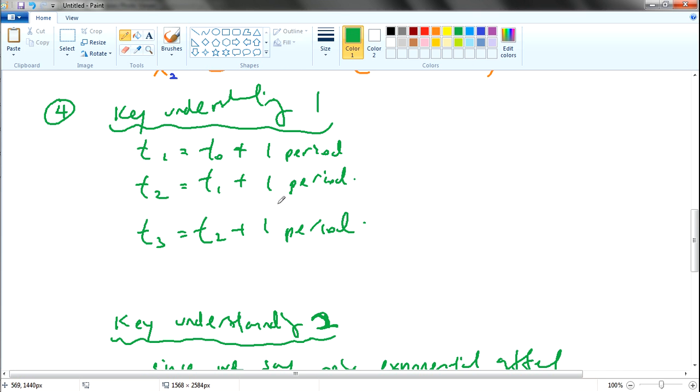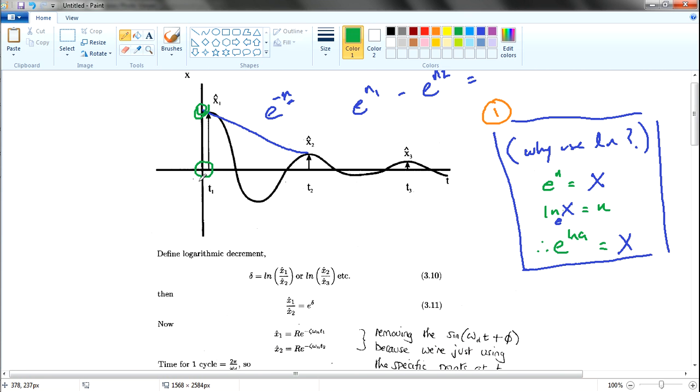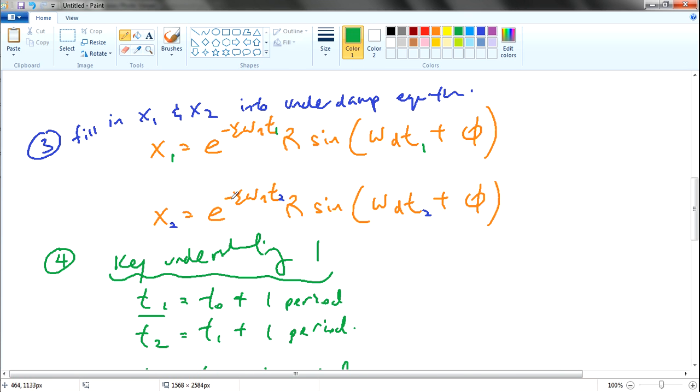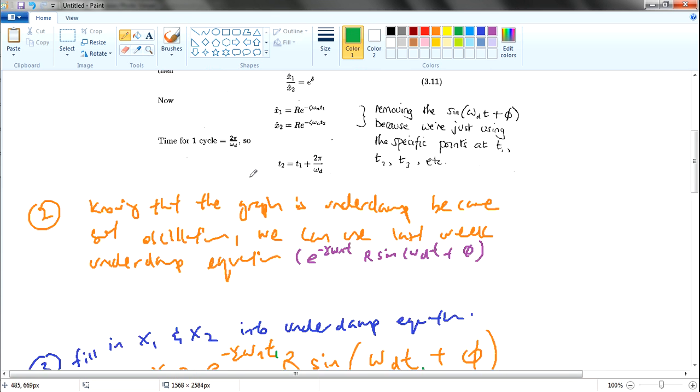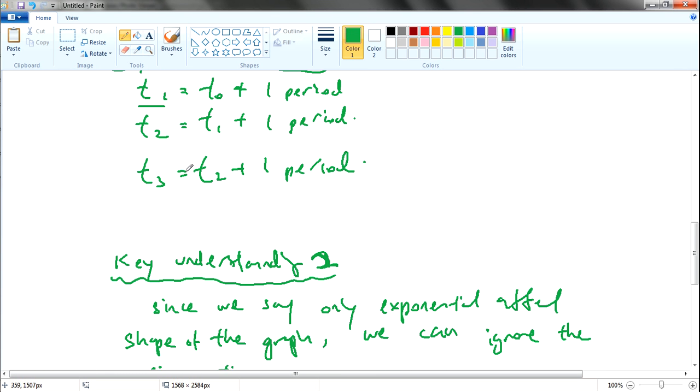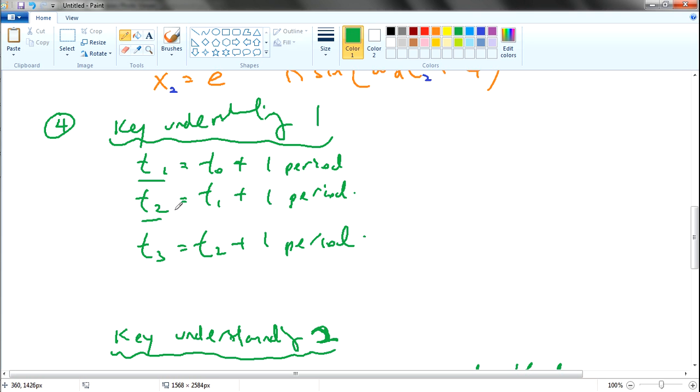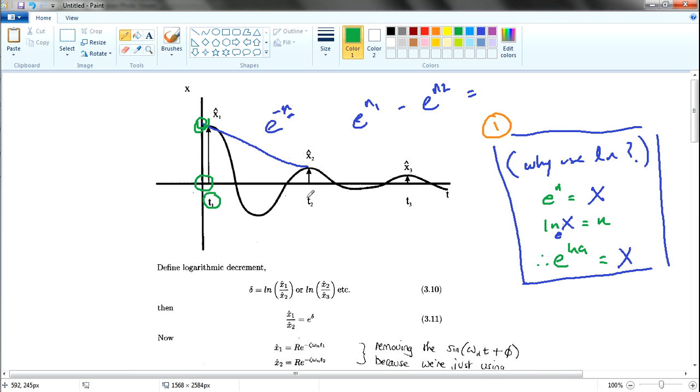And now there's a quick key understanding. There are two key understandings. One is that t1, the time at 1, is equal to t0 plus 1 period. In this case, we have no t0, so never mind. However, let's take a look at t2. t2 is equal to t1 plus a period, from one cycle, from one peak to another peak. So it's one period itself. So this thing is actually a period.